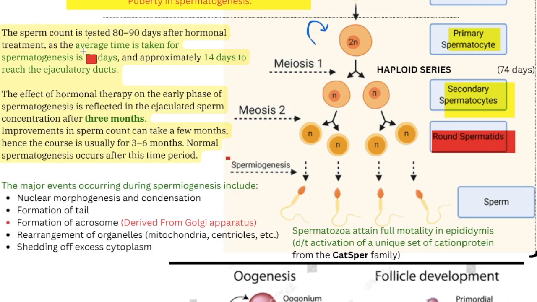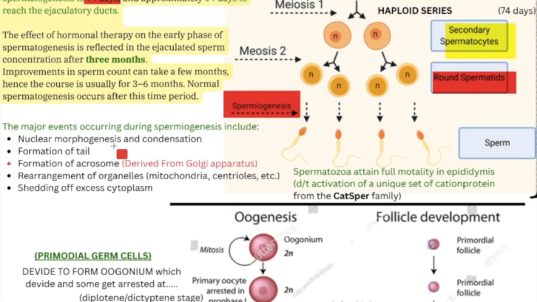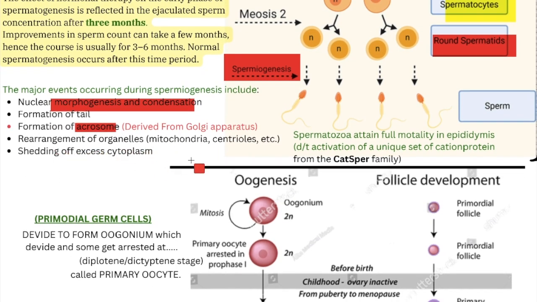The round spermatids must then undergo a transformation called spermiogenesis. This is not a cell division, but a maturation process. It involves condensing the nucleus, forming a tail for motility, creating an acrosome from the Golgi apparatus to penetrate the egg, and shedding excess cytoplasm. The sperm finally attain full motility in the epididymis, a long, coiled tube attached to the back of the testis.